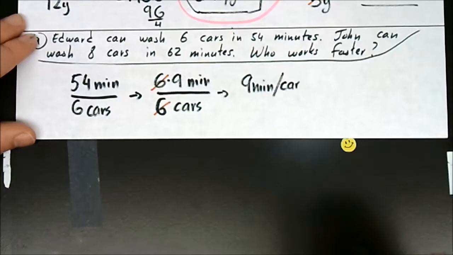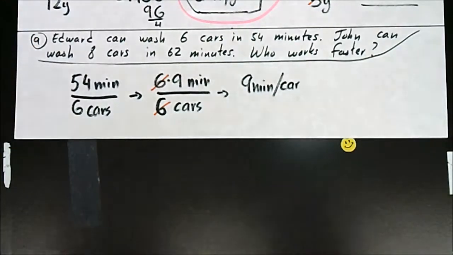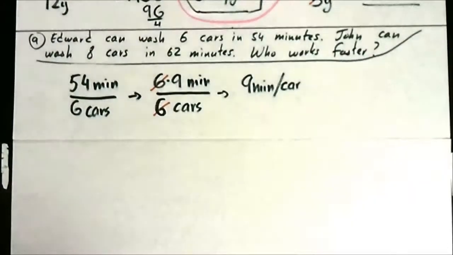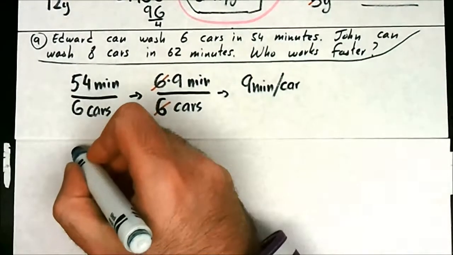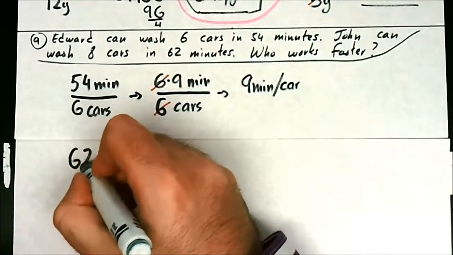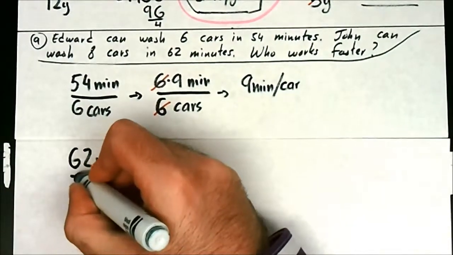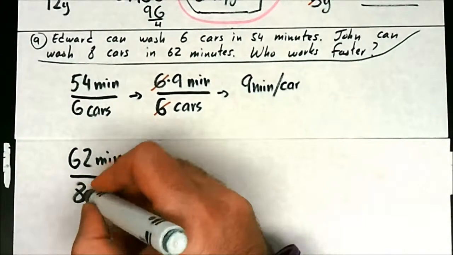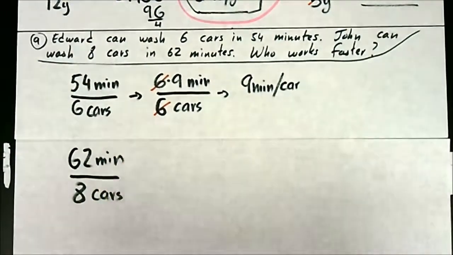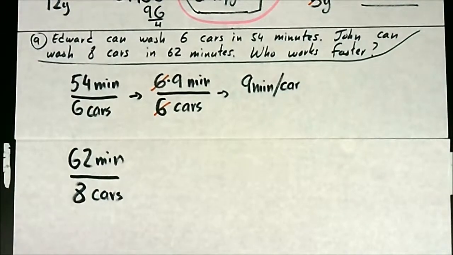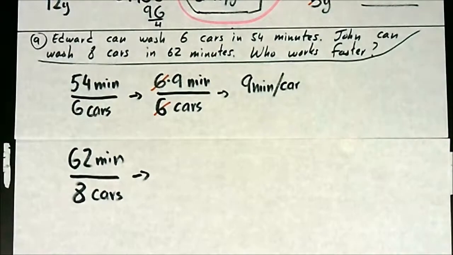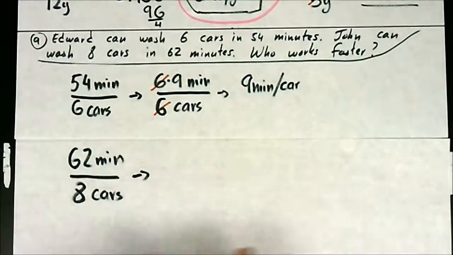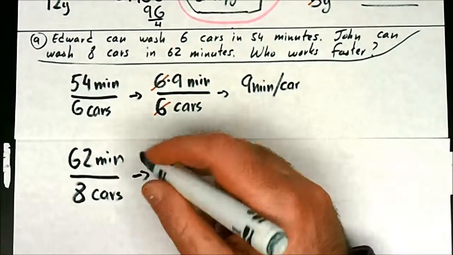Now let's look at John's rate. I'm going to work out John's rate down here. So for John, he washes 8 cars in 62 minutes. So this is the ratio I'm going to come up with for him. Again, I'm putting the minutes on the top. You could have done it the other way around, but you would be dealing with decimals. You would be figuring out who can wash more of a car in a minute. Again, it's kind of a silly concept. They would both wash less than a car in a minute. I think this is better. What do I do next?